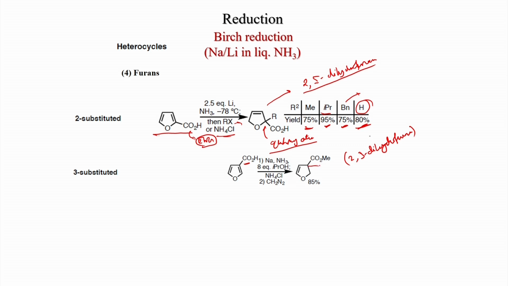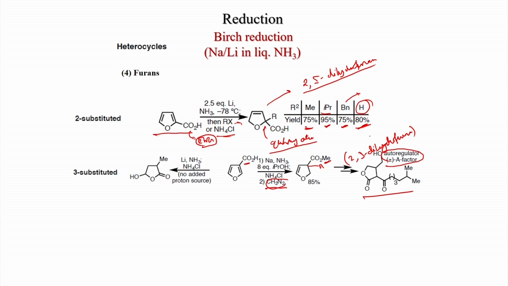Here the proton comes from ammonium chloride, and now the carboxylic acid can be converted to the ester by treatment with diazomethane, and you get the methyl ester. This compound can be converted to a biologically active compound, which is an autoregulator of the A-factor type. So, you can derivatize it to this compound.